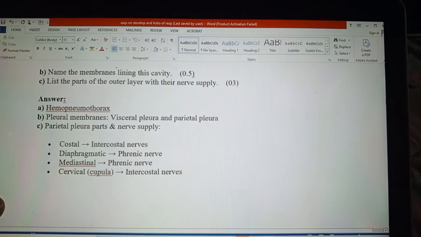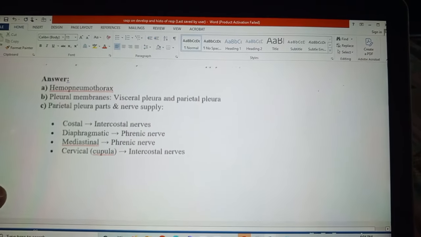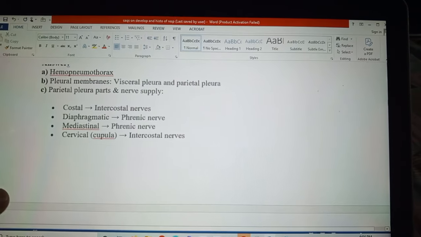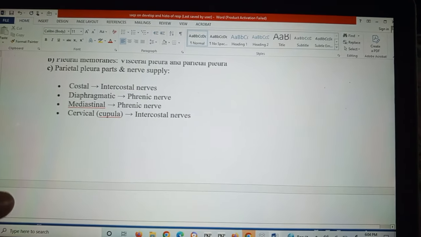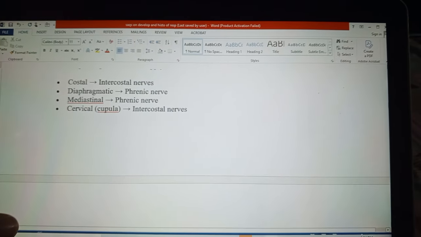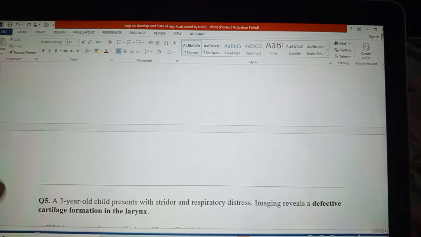The membranes will be pleural membranes, visceral pleura and parietal pleura. Nerve supply we have already discussed. Costal by the intercostal nerve, diaphragmatic by the phrenic nerve, mediastinal by the phrenic nerve, cervical by the intercostal nerve.